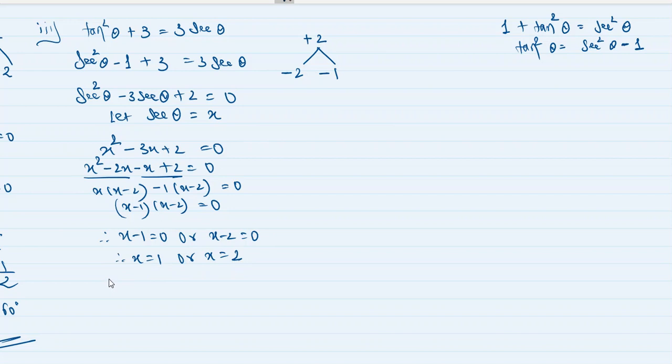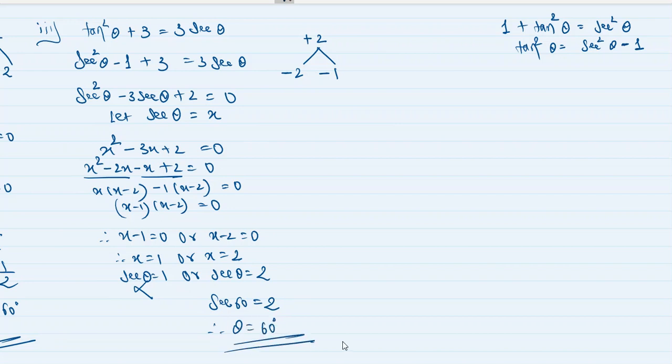So x is nothing but sec theta. So sec theta is equal to 1 or sec theta is equal to 2. Now we know that sec theta can never attain a value of 1. So we will reject this sec theta is equal to 1 option. We know that sec 60 is equal to 2. Therefore, theta is equal to 60 degrees.